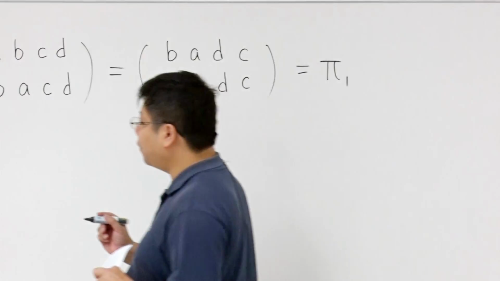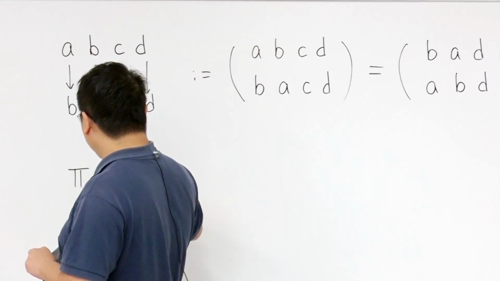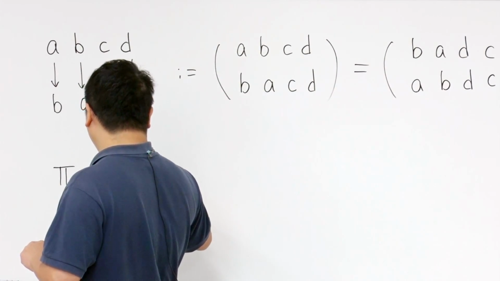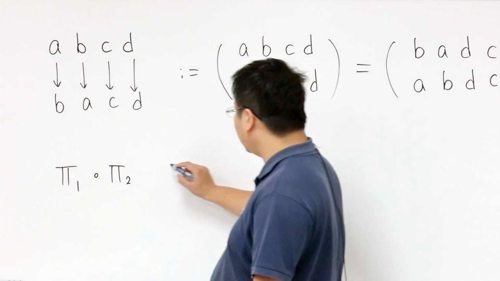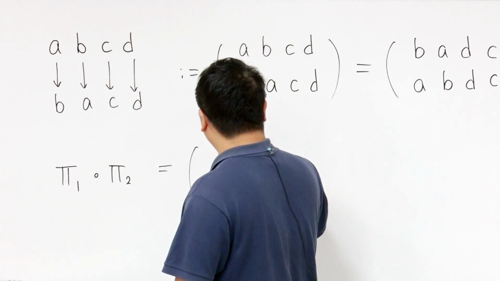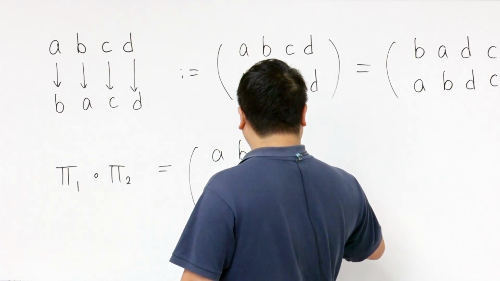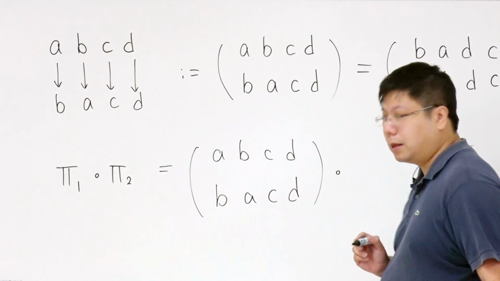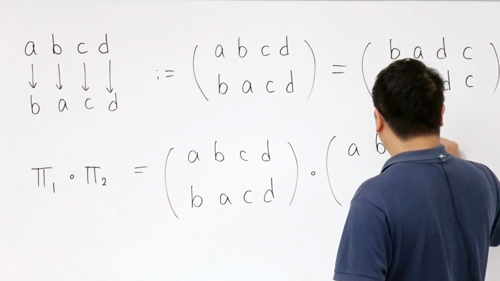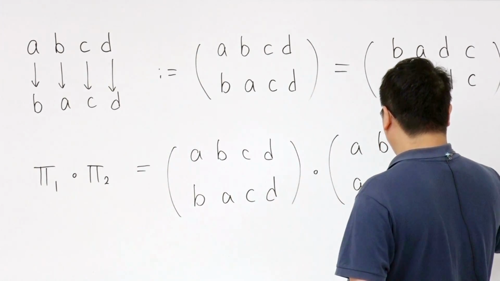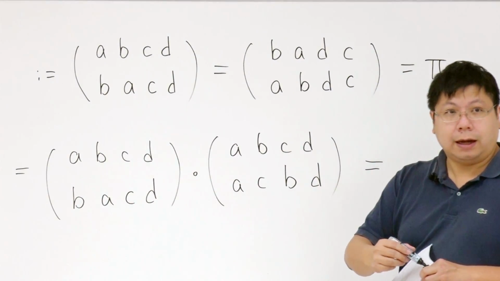Now we can define composite operations, pi 1 composed with pi 2. Suppose that we have two permutations. Let's say pi 1 is A, B, C, D mapped to B, A, C, D, composed with another one, A, B, C, D mapped to A, C, B, D. And then what is the result? Now it is like function composition.